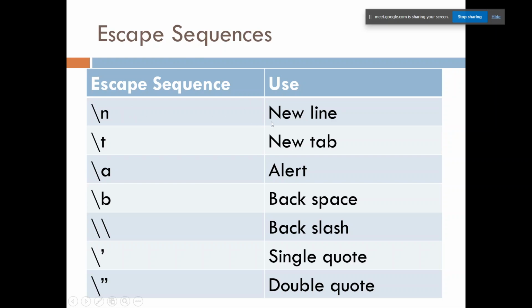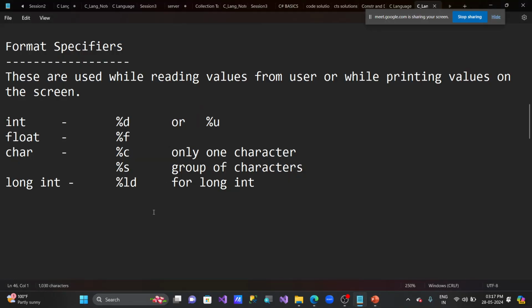Like slash n means new line, slash t means new tab, slash a means alert, slash b means backspace, double slash means you'll get a backslash on the screen, slash single quote means you'll get a single quote, slash double quote means you'll get double quotes. So let me show you practically, guys, what these escape sequences are. Before we start escape sequences, we should have knowledge of IO statements, guys.